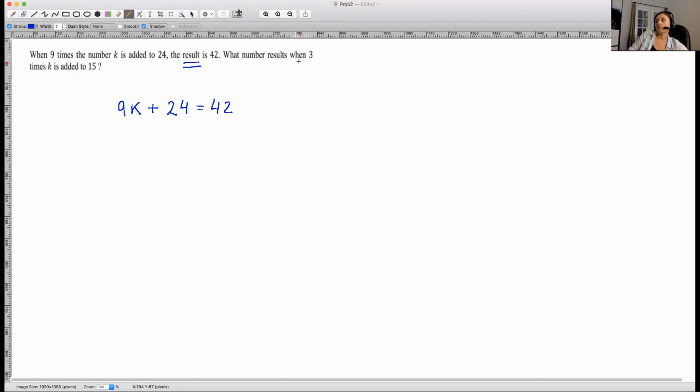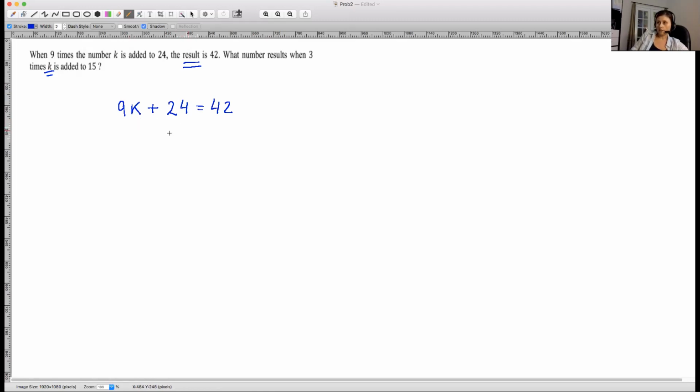So they're asking what kind of number it's going to be if you already know k, and you're trying to do the equation solution for 3 times k plus 15. But before then, you need to find out what k is. You need to solve for k.